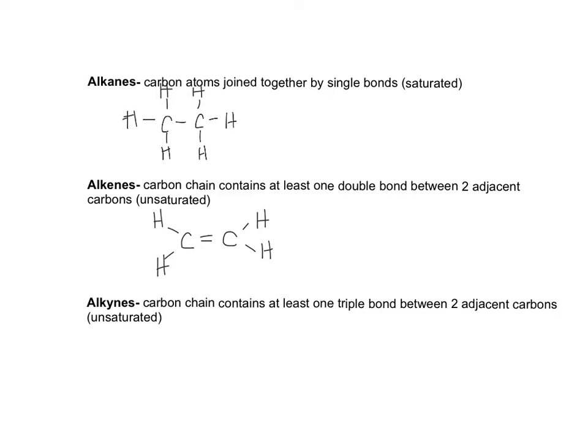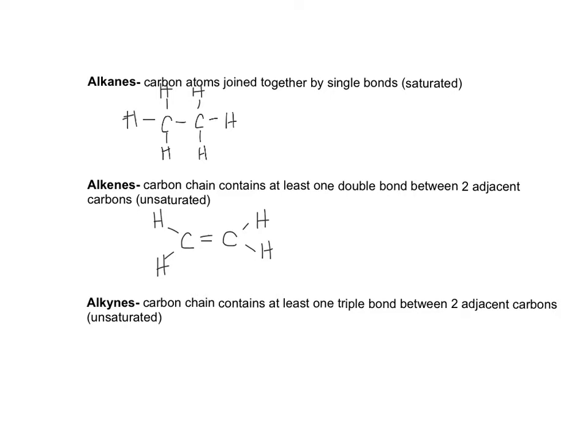This carbon-carbon double bond in an alkene does not allow rotation. So the carbon can twist back and forth, but it cannot go all the way around in a circle like it can for an alkane.